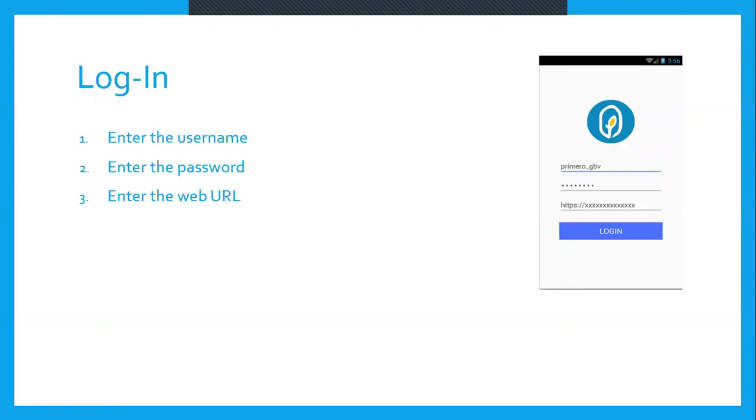Now, let's go through what the application looks like. Once the application is launched on the mobile device, the user will be asked to perform a few key tasks. First, to enter the username and password. These are the same ones that you use for the web application. And then you need to update your web URL, at least the first time you use it. This URL should be the same one that you access Primero on the web-based platform. Then click Login.